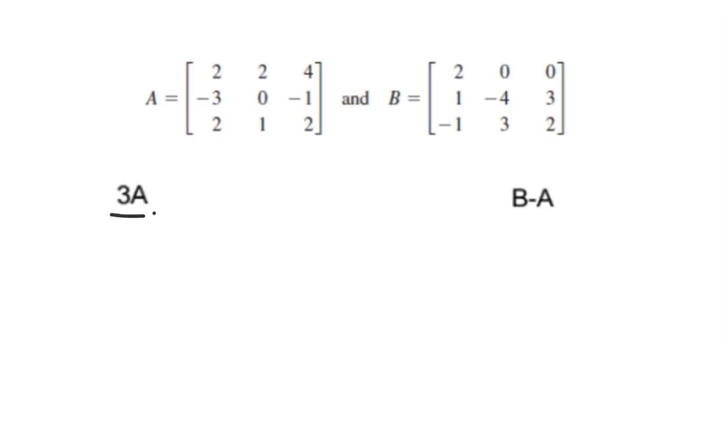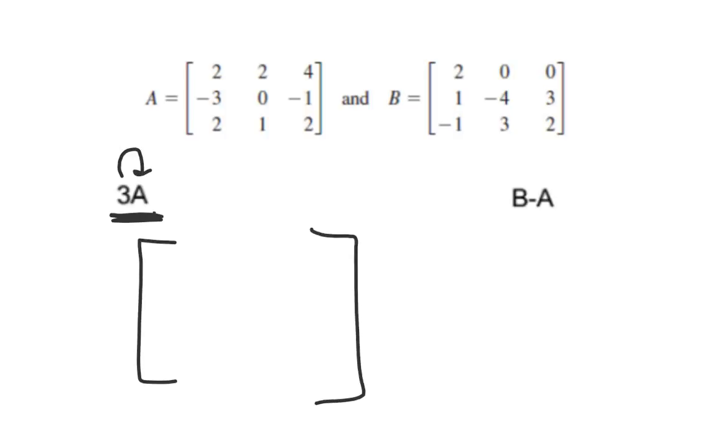So 3A means I'm going to do a scalar multiplication. I'm going to take 3 and multiply it by my matrix A. Essentially the order of the matrix doesn't change. It is a 3 by 3 here, so it's going to end as a 3 by 3. And all I'm going to do is take this 3 and multiply it by every single number inside of this matrix.